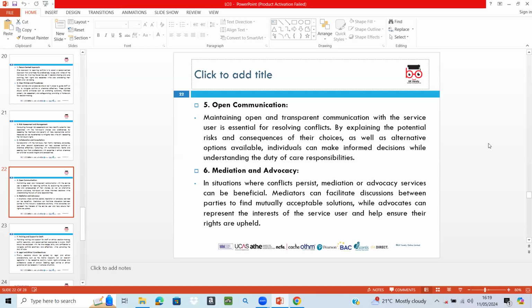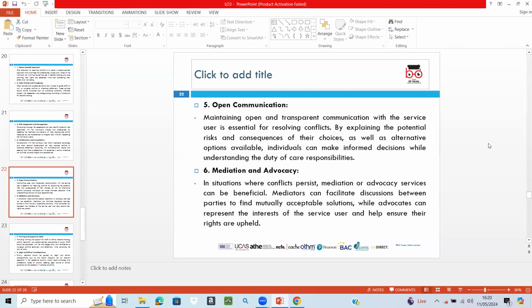For example, if a conflict arises between a service user and their family regarding a care decision, a mediator can assist in guiding discussion and finding common ground that considers the wishes of the service user while addressing the concerns raised by the family. Similarly, an advocate can support the service user in expressing their preferences, ensuring that their rights are advocated for and respected in the resolution of the conflict.